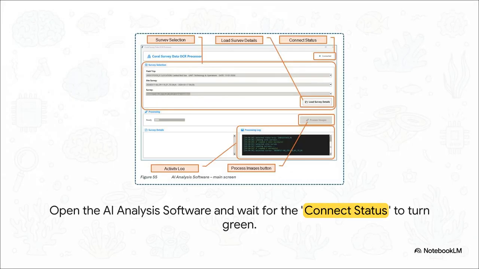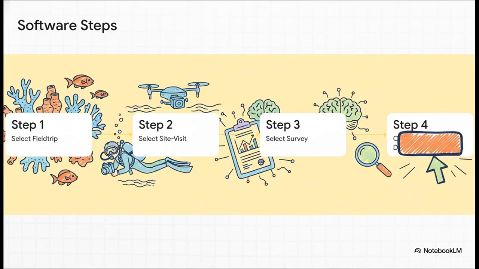Okay, so when you open up the Coral Scan program, the very first thing you should look for is the Connect status light in the top right. Just wait for a moment until it turns green. That green light means it's successfully connected to the database, and you're good to go. All right, now it's just a simple 4-step click-through. First, use the drop-down to select your field trip. Step 2, select your site visit. Step 3, pick the right survey.